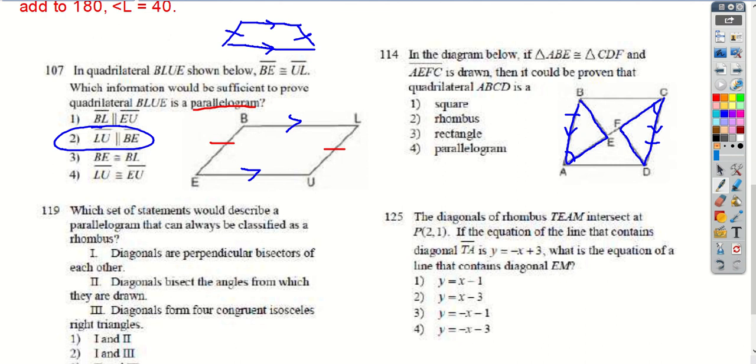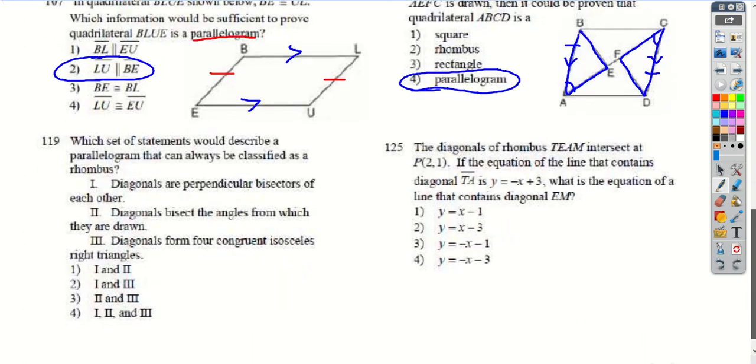Can you get anything else? Like, can you get the other two sides AD and BC equal? Kind of a stretch here, right? We're kind of stuck at that point. We can't get those equal. In order to be a rectangle, we need 90-degree angles, which we don't have. Same thing with square. The best answer here, most appropriate, is going to be the parallelogram.